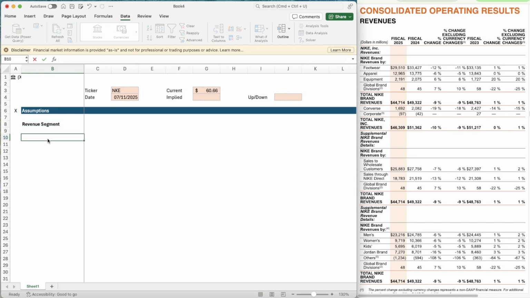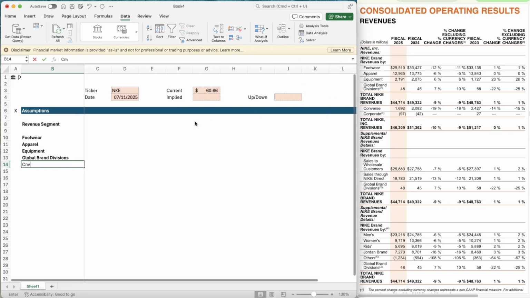I'm going to leave a space, make it cleaner. Footwear. Apparel. Equipment. Global brand divisions. Then we have Converse and corporate below.